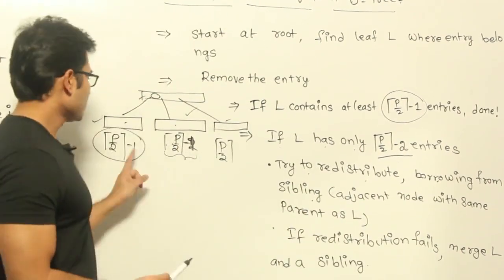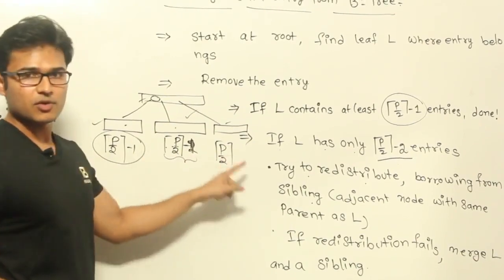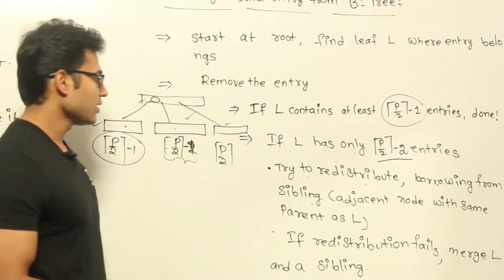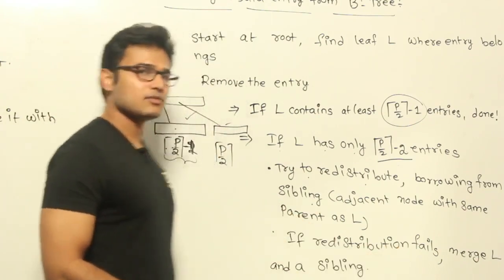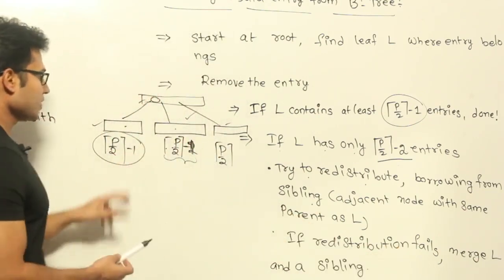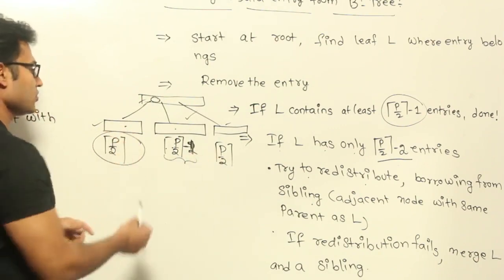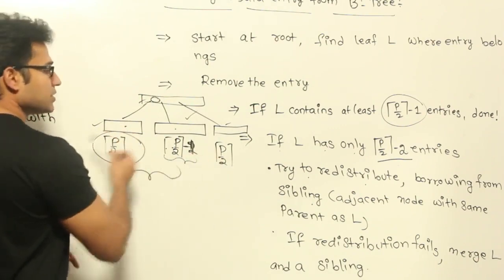Got it? When is it possible? Only when they have enough entries. If it is not possible, then the redistribution will fail. So if redistribution fails, which means the siblings do not have at least p by 2 entries, then we should try to merge.